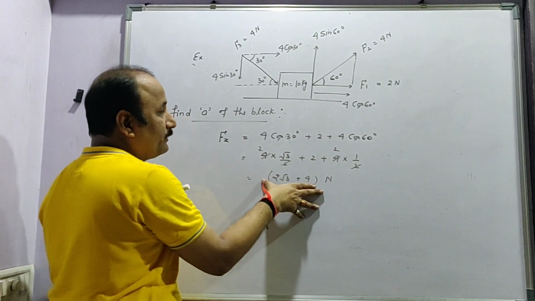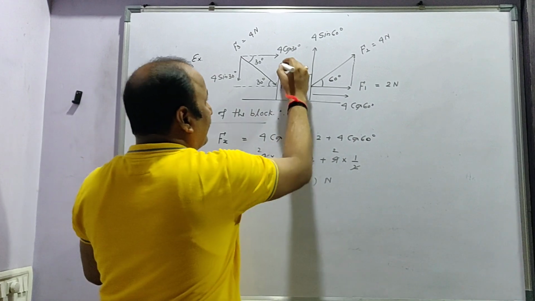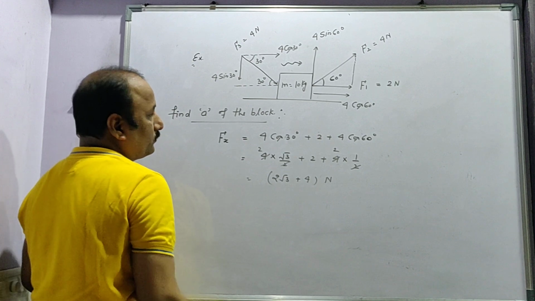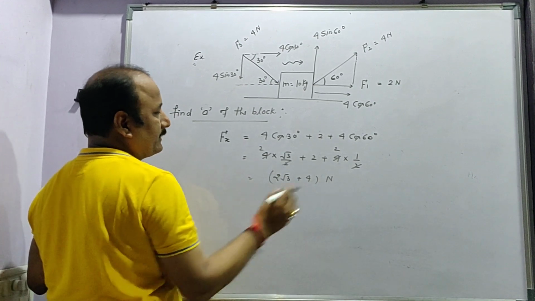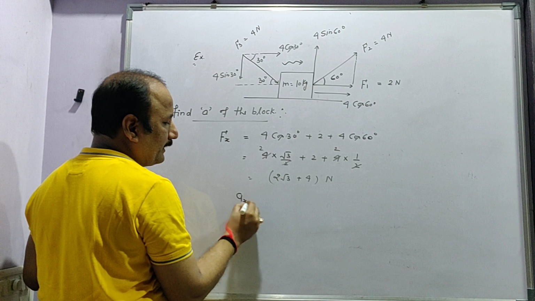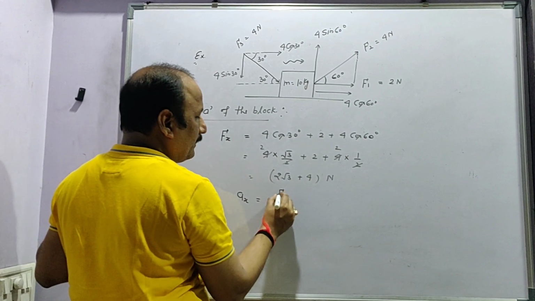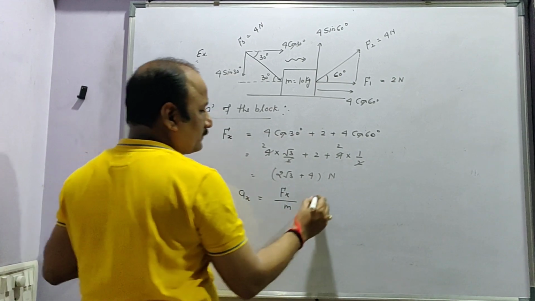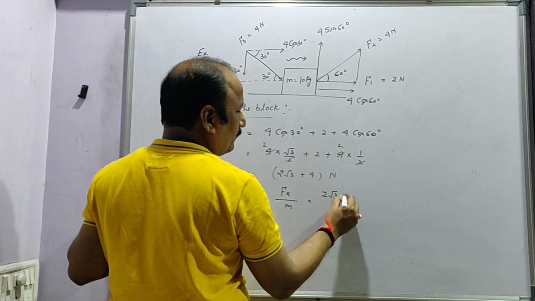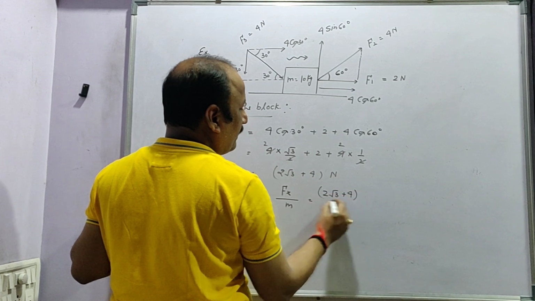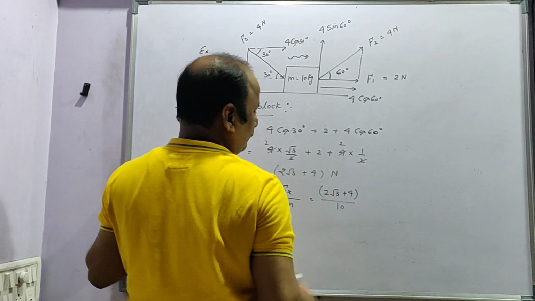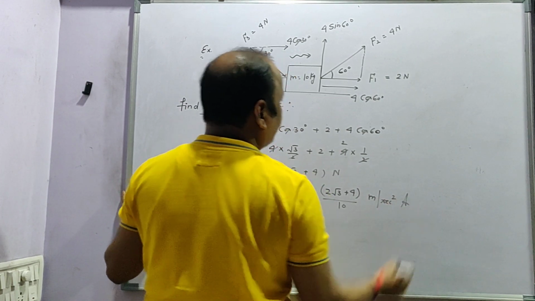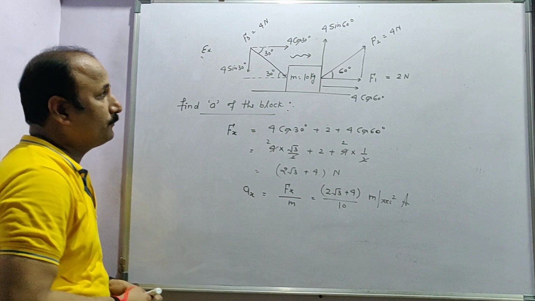Due to this force the body will accelerate according to Newton's second law. If the mass of the body is constant, Fx can be written as mass into acceleration. So the acceleration of this body along the x axis is equal to the net force along the x axis upon the mass of the body. The net force is 2√3 plus 4, and the mass of the body is 10 kg. So this is the acceleration of this block due to all these forces.